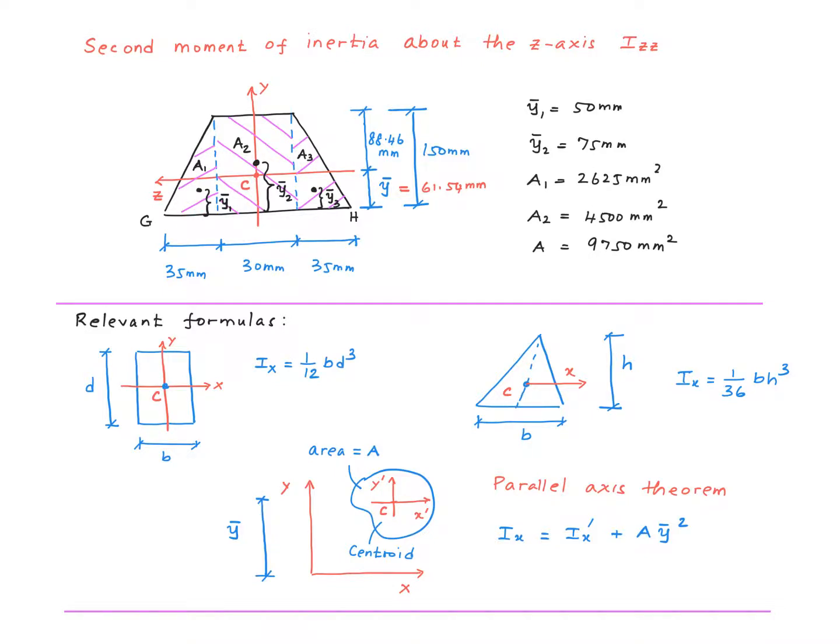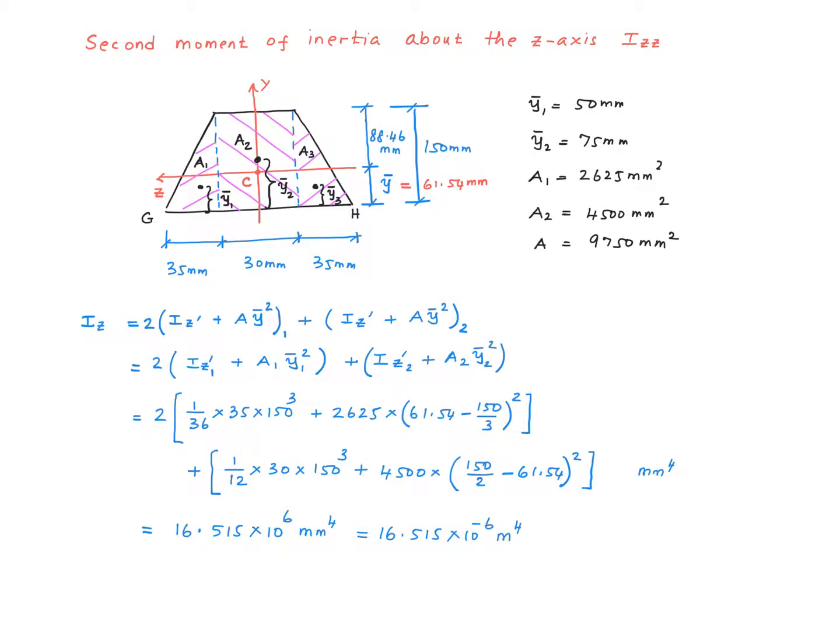Since here the centroids of the subareas don't coincide with the centroid of the cross-section, we need to use the parallel axis theorem in order to find the second moment of inertia about this global axis Z. And here is the parallel axis theorem. I'll let you follow through the details here. The value that I got is 16.515 times 10 to the 6 millimeter to the power of 4, which is also 16.515 times 10 to the minus 6 meter to the power of 4.